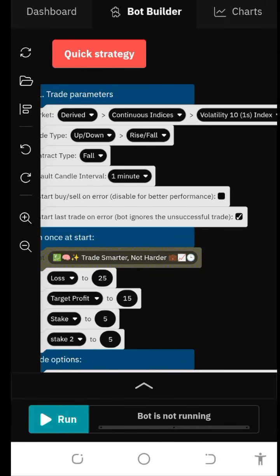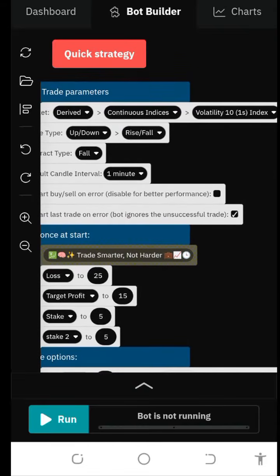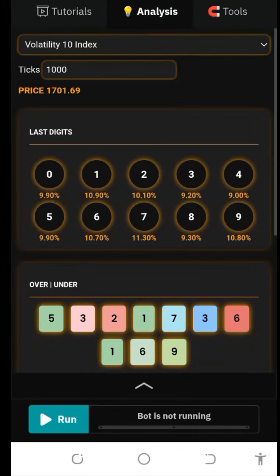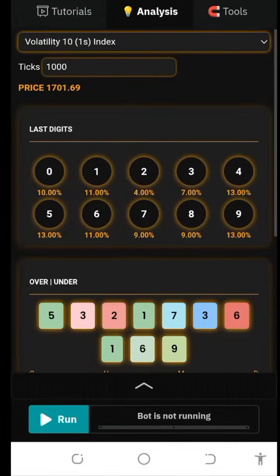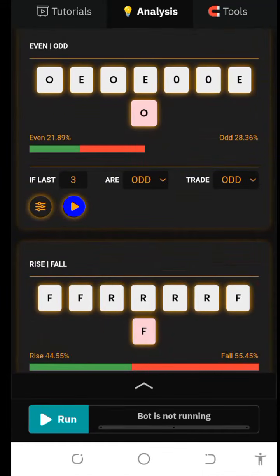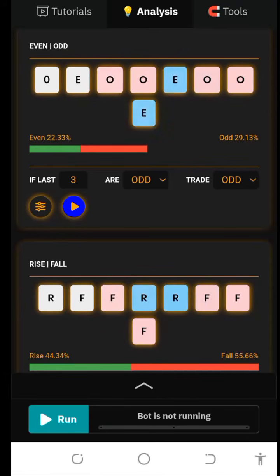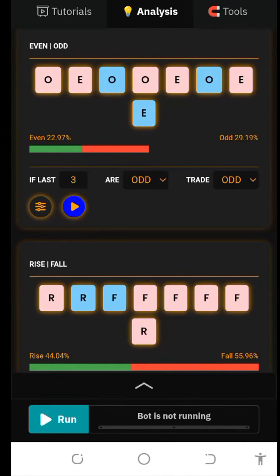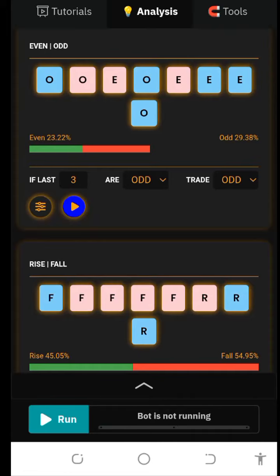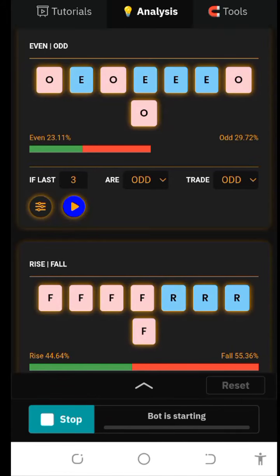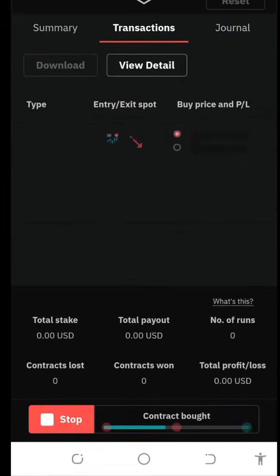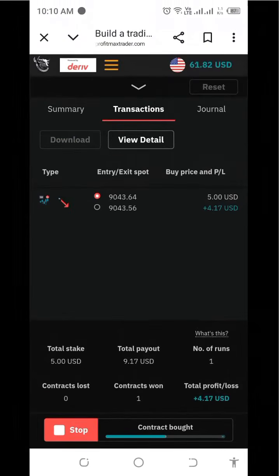So we come to the bot section. Yes, it is 10-1s. You reconfirm everything is correct, then we go to the bot again, select volatility 10-1s, and come to the analysis tool. It's at 54 now, so we are going to enter once we capture 3 or more rises. First rise, second rise, third rise, and then we are in. The bot is running. It's as simple as that.